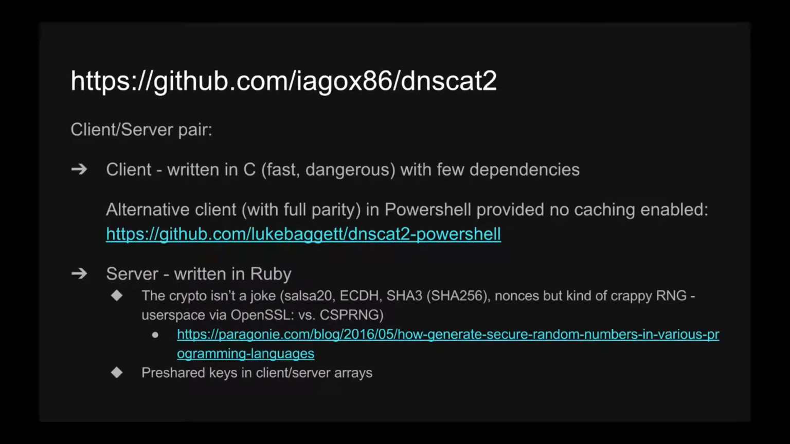All right, so there's the GitHub repo. It's a client-server pair. The client is written in C, which means it's fast and dangerous, kind of like the Green Bay Packers offense.